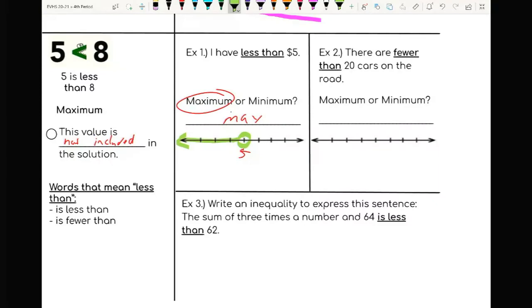Okay, there are fewer than 20 cars on the road. Once again, that's a max because the number of cars that we need is going to be smaller than that. 20 cars, open circle because it can't be exactly 20, and then less than.